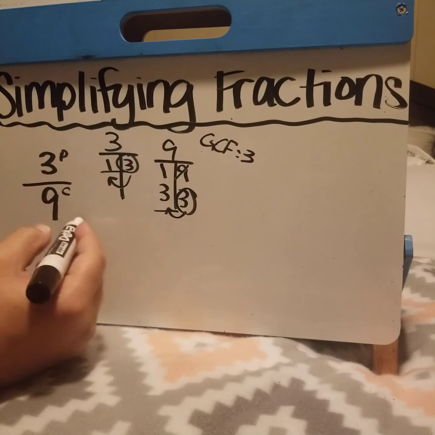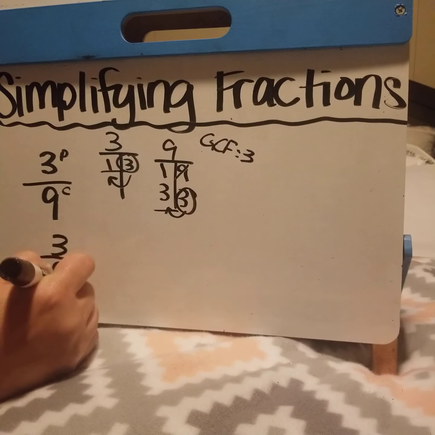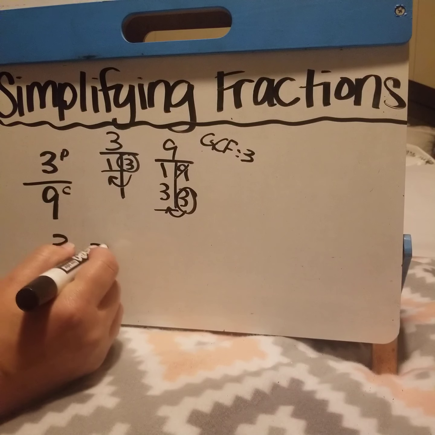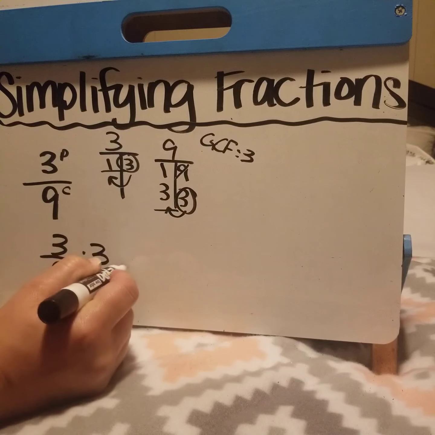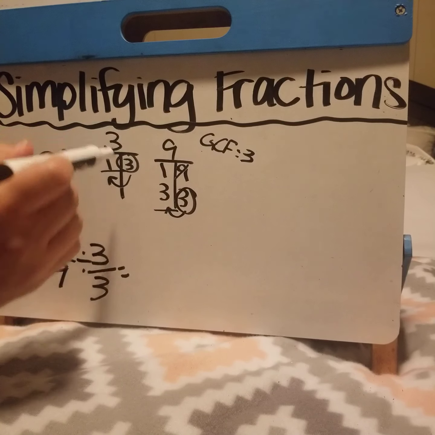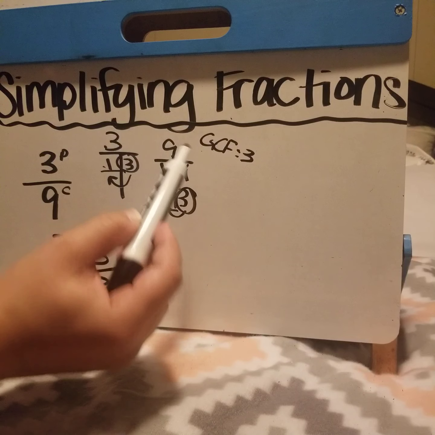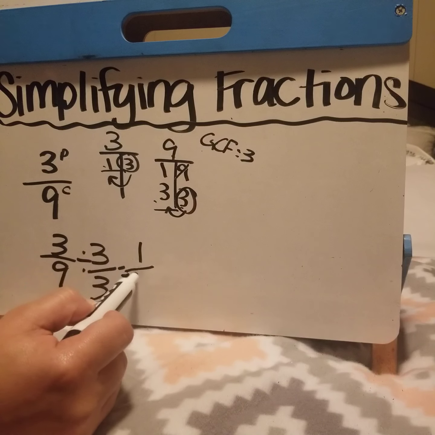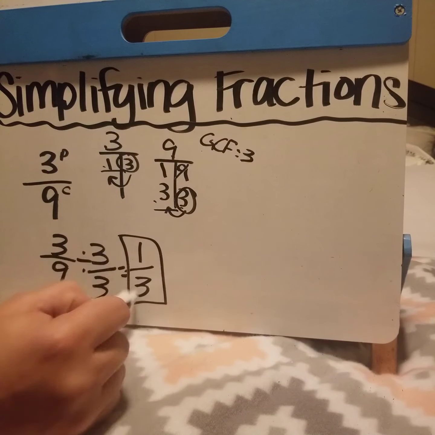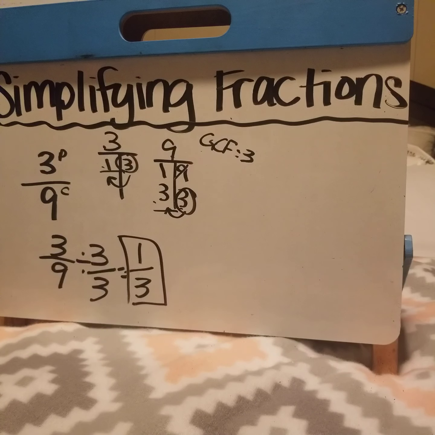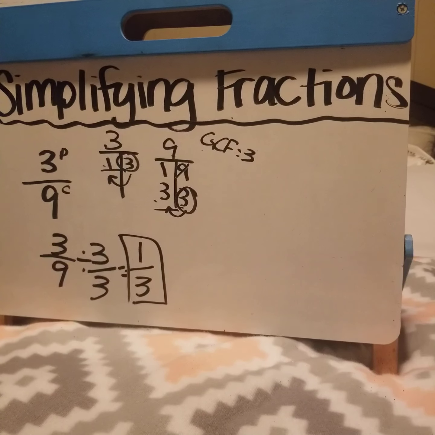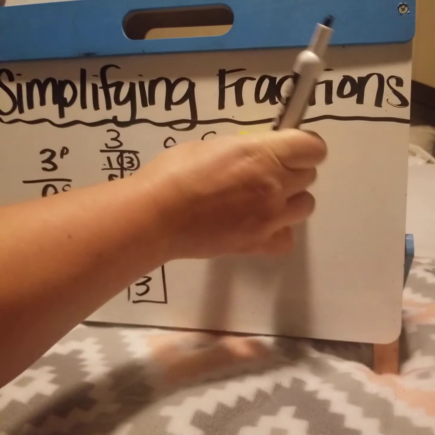Okay, so I'm going to take my fraction, I'm going to rewrite it 3/9. I'm going to divide it on top and bottom by my GCF. Okay, so 3 divided by 3 is 1, new numerator. 9 divided by 3 is 3, new denominator. Okay. All right, last one.